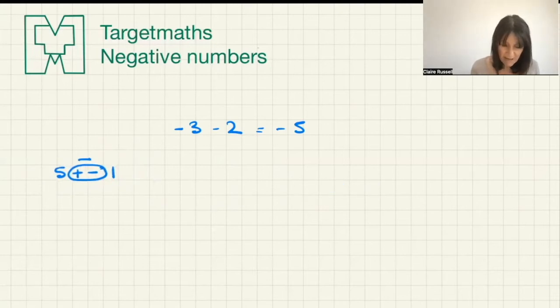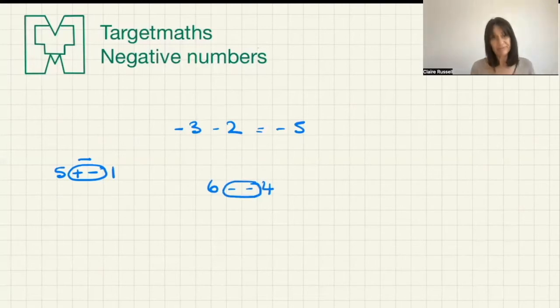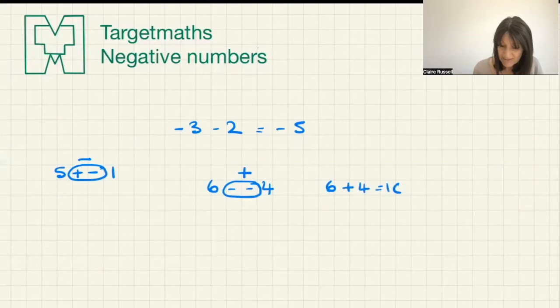So what about 6 minus -4? Well, I've got that double sign that I could put a ring around. This time, however, there is not just 1 negative. So I need to consider what happens when there's 2. When there's 2 negatives, they can come together and make a plus sign. So the 2 negatives make a plus. So my question is actually 6 plus 4, which is 10.